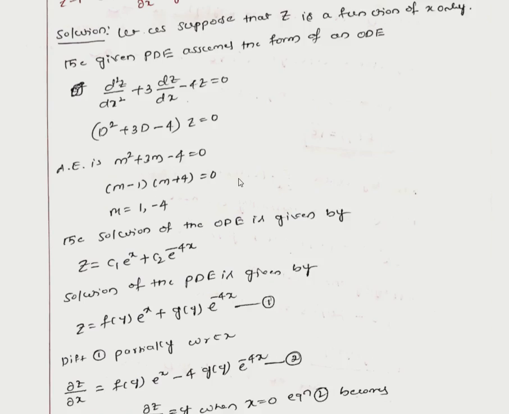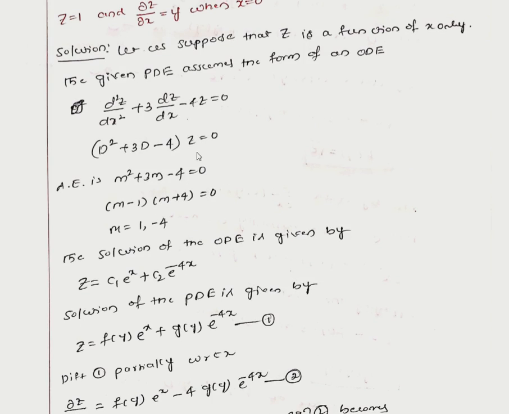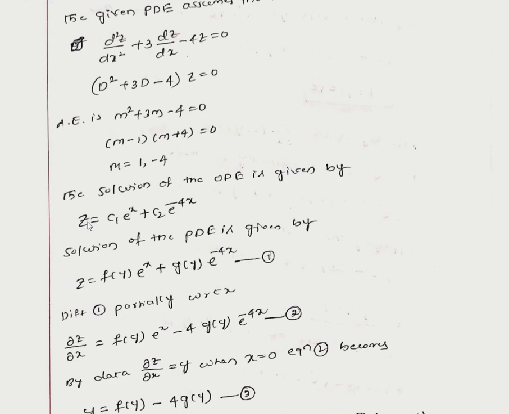What is the solution for the homogeneous differential equation? That is the complementary function z_C. The complementary function is itself the solution for the homogeneous PDE. There is no particular integral z_P here. z is equal to C1 e^(1·x), because here the independent variable is x. Therefore, you must write z in terms of x. z is equal to C1 e^x plus C2 e^(-4x).